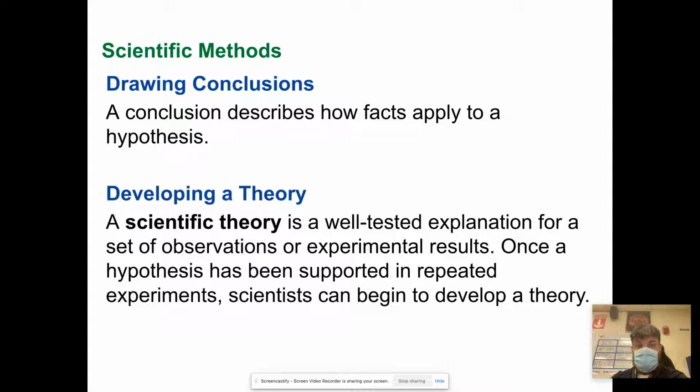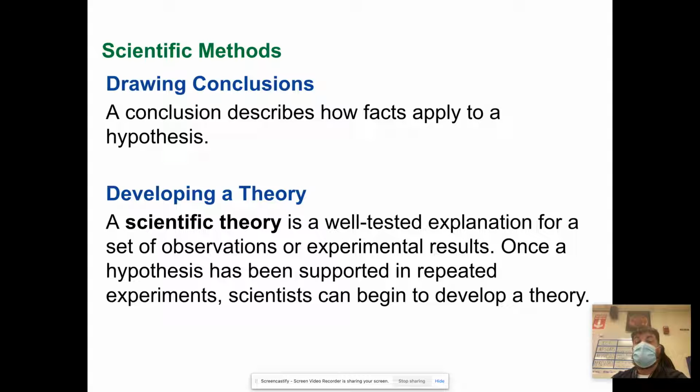Drawing conclusions. A conclusion describes how facts apply to the hypothesis. So once you run all your tests, you might find an optimal speed for walking or whatever. Then you can develop a theory. A scientific theory is a well-tested explanation for a set of observations or experimental results. Once the hypothesis is supported in repeated experiments, scientists can develop a theory. So you've got to collect all this stuff before you can come up with a theory.